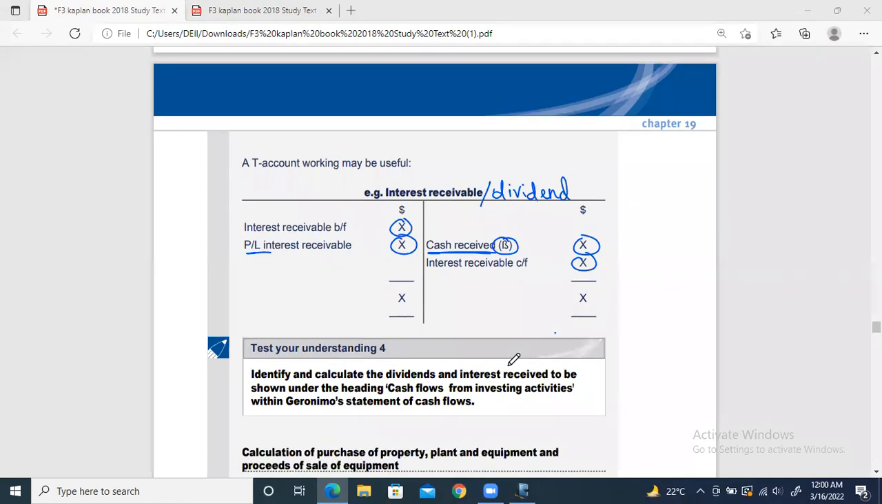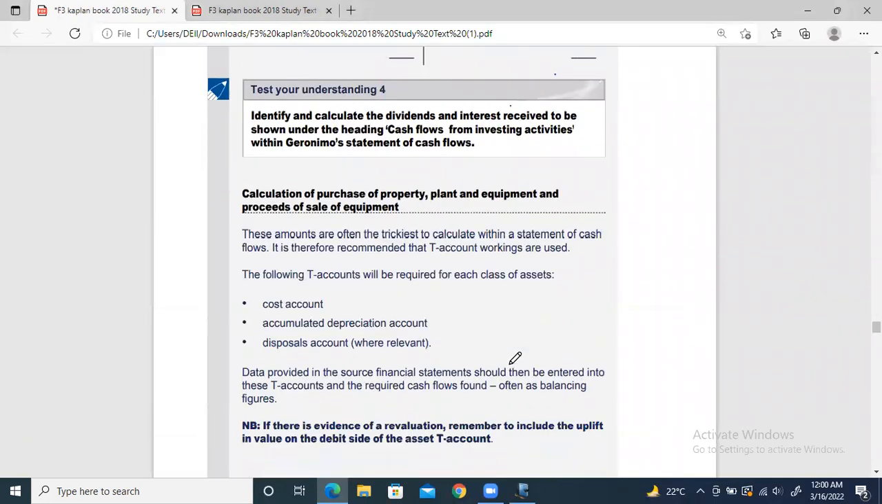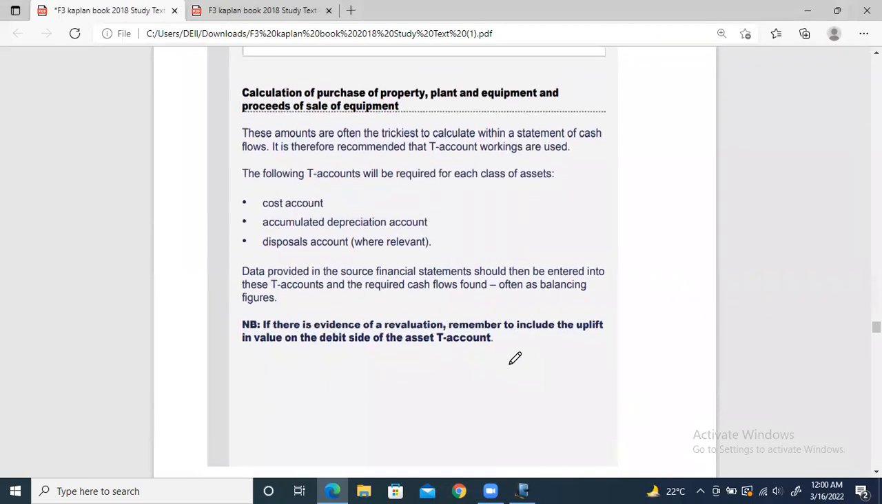Okay, that's great. So now let's discuss the last one over here, and see what it's talking about. Calculation of purchase of property, plant, equipment. Yes, this is also very important, because basically what the examiner is trying to test is whether you know the other concepts that we studied from the start.